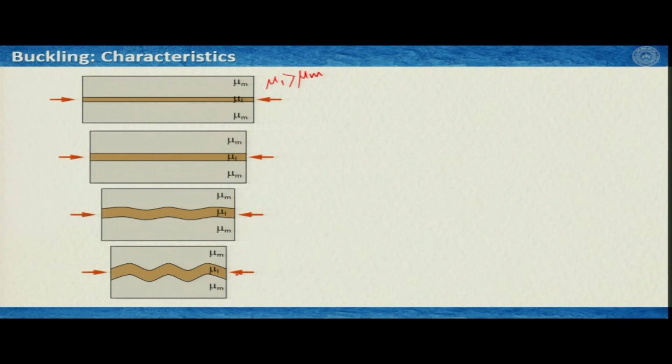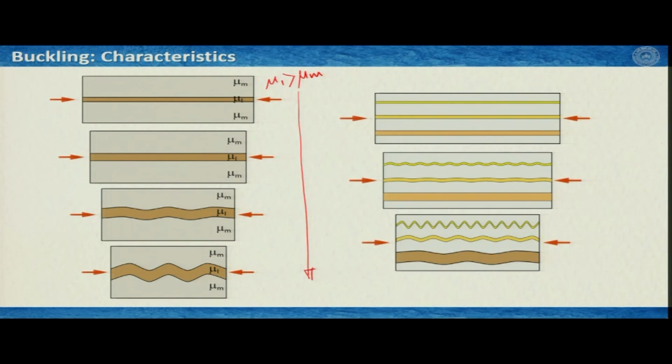If I vary the layer thickness, then the wavelengths would vary as well, as represented in this illustration. You can see the same matrix with 3 different layers of the same viscosity, but different thickness. The top layer has the lowest thickness and the bottom layer has the highest thickness. Now, if you start compressing, the top layer, because it is thinner, does not take much layer parallel homogeneous shortening. So, it starts folding immediately.